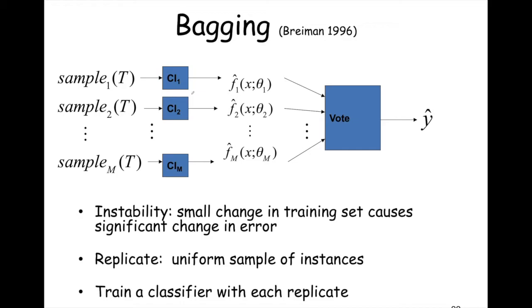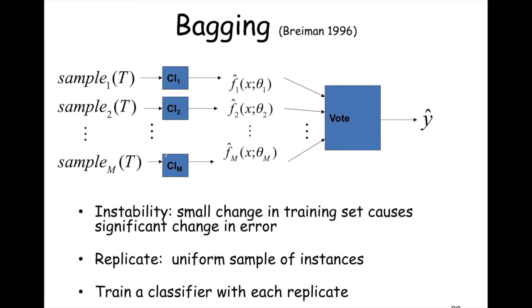And so these replicates, each one is fed into the classifier induction algorithm for classifier 1 through classifier M, producing different estimates, F1 hat through FM hat, and the individual outputs of these component classifiers are aggregated with a uniform vote. So one vote per component classifier.